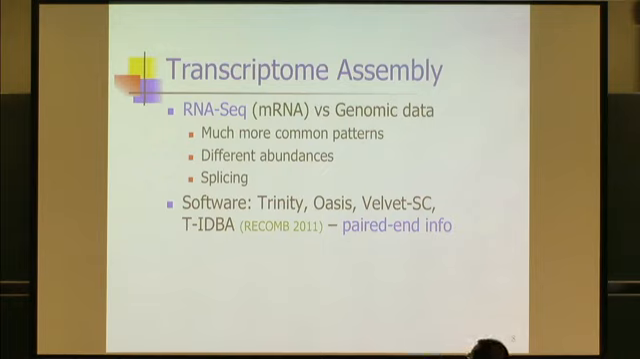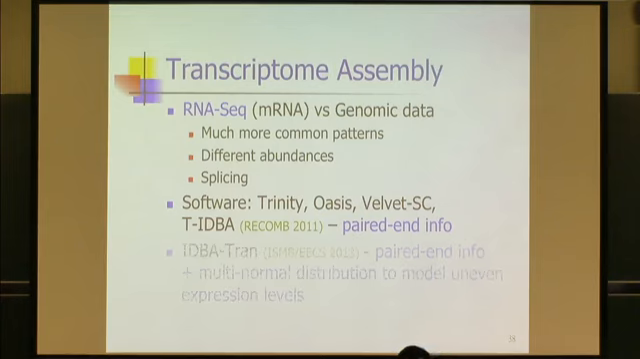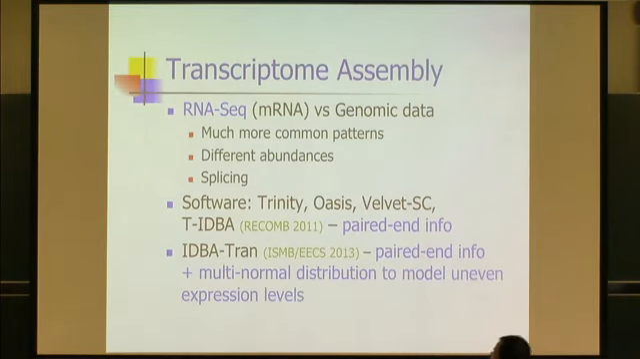And they have software like Trinity, Oases, Velvet, SC, and we have IDBA-Tran, which uses the paired-end reads to do the assembly. And this IDBA-Tran uses paired-end reads and also tries to deal with uneven expression levels too. This is something more difficult, okay.